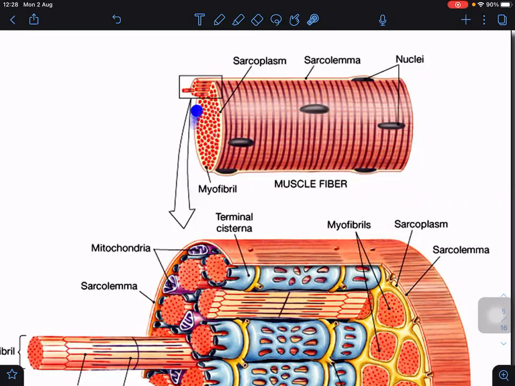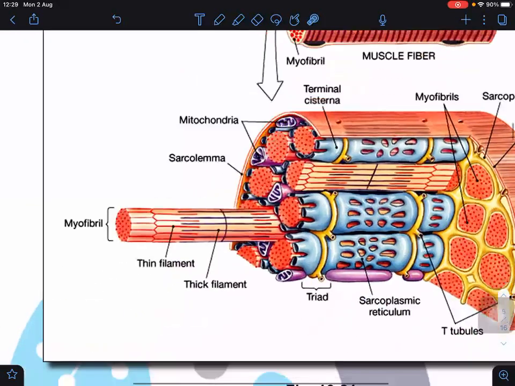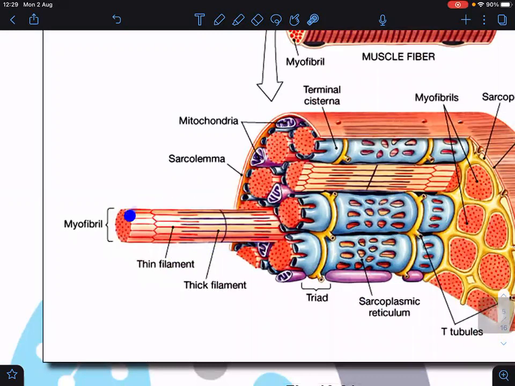The cytoplasm of the muscle cell is known as sarcoplasm, and can you see that the membrane is known as sarcolemma? Inside here you have a lot of protein fibers involved in muscle contractions. We term them myofibers. If I enlarge this part, you can see that this is one myofiber. They are cylindrical, so we can pack them.